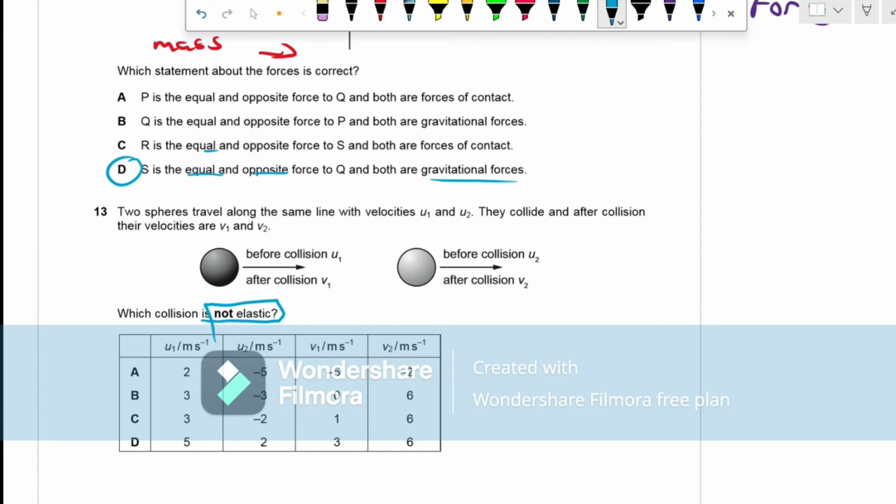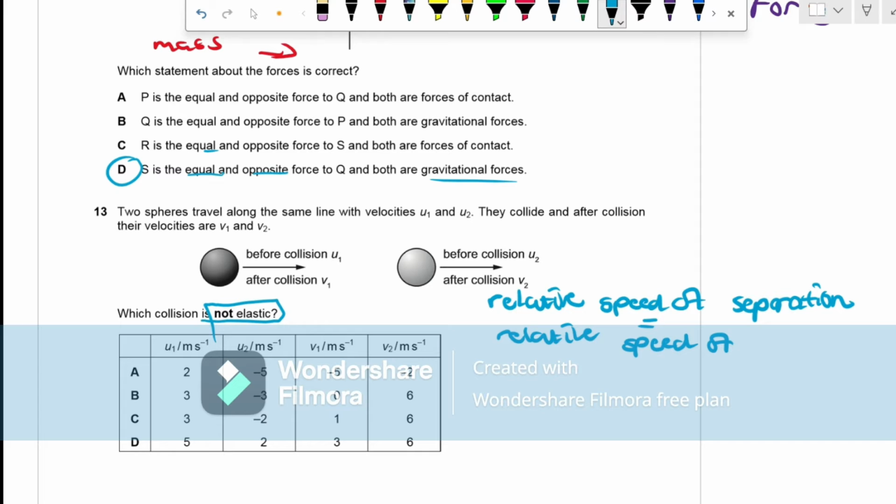So we're going to compare two things. We're going to compare the relative speed of separation. This is the claim that the relative speed of separation must be equal to the relative speed of approach. This is the claim that we want to make. It's a very bold claim, but I'm going to go with it. But we have to figure out how to calculate the relative speed before collision or after collision.